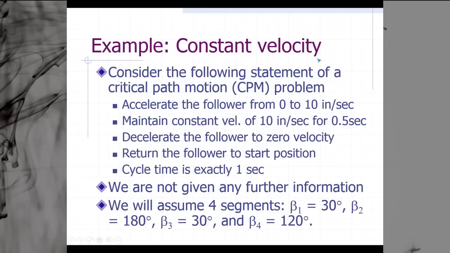In this example, consider the following statement of critical path motion. We want to accelerate the follower from 0 to 10 inches per second. Kind of a unique statement in terms of what we have seen so far with CAM design problems. Then we want to maintain a constant velocity of 10 inches per second for half a second. Then we want to decelerate the follower to 0 velocity, return the follower to the start position, and then begin again with the acceleration of the follower. Our cycle time is exactly 1 second.